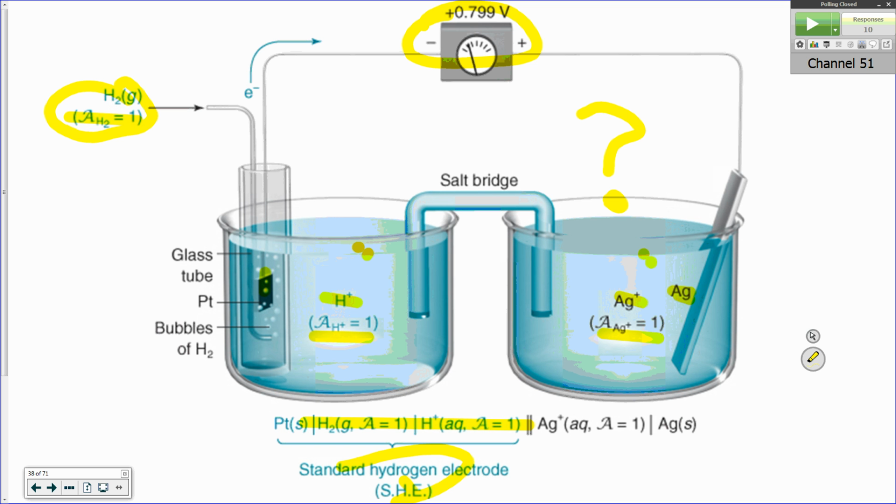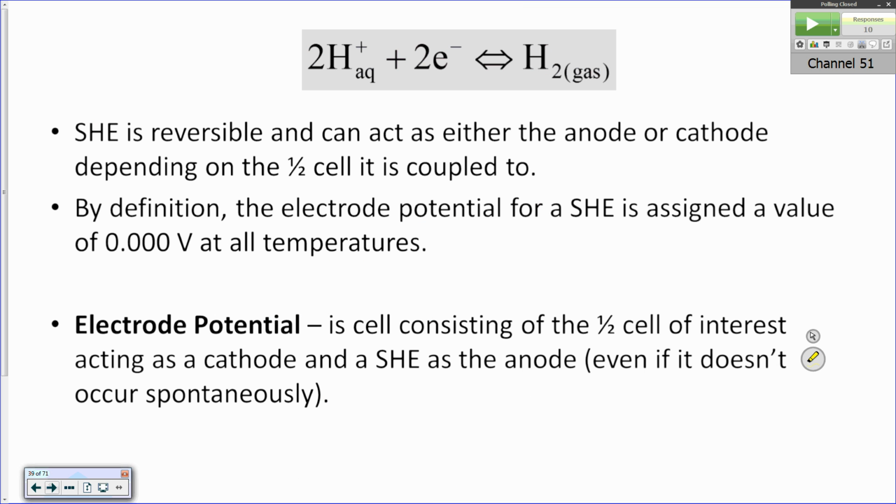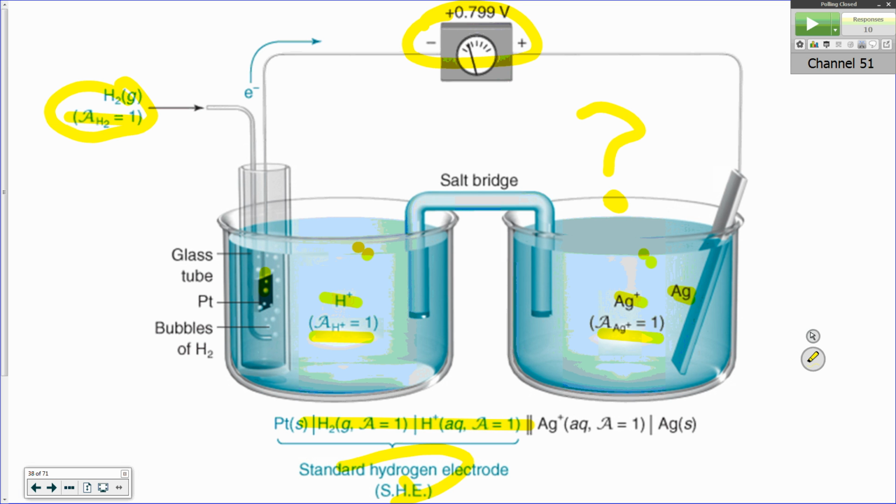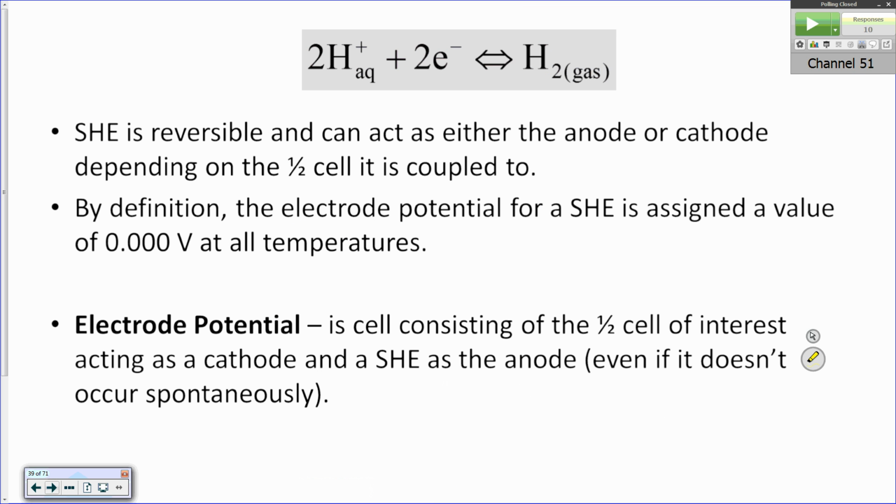Okay, so we've got a way that we can assign values to everything else. The reaction that occurs is a reversible reaction: H+ picks up 2 electrons to produce hydrogen gas. This is written as a reduction, but it can go in the opposite direction, as oxidation. So the previous reaction we looked at, here it was working as oxidation. It's on the left-hand side, so it was going in the reverse direction as oxidation in this case. It can go either way, so depending on what half cell it's coupled to, it can serve as the anode or the cathode. We just set it by definition as 0 at all temperatures.